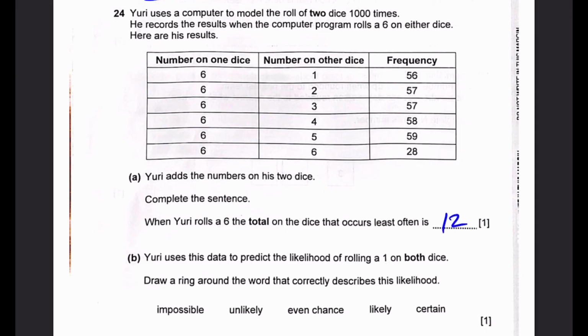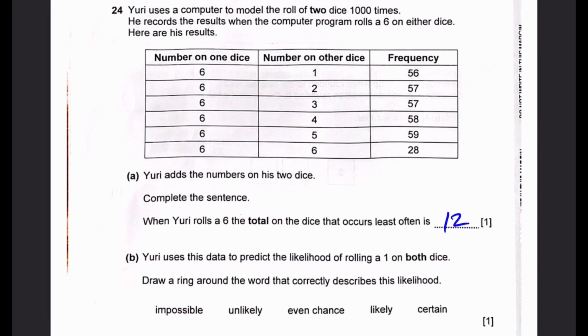B. Yuri uses the data to predict the likelihood of rolling a 1 on both dice. Draw a ring around the word that correctly describes this likelihood. So the answer is actually impossible. They have asked us to use only the data given in the table to predict the likelihood of rolling a 1 on both dice. Since there's no 1 on the first dice, there's no chance of a 1 being on both dice at the same time. So the answer is impossible. That's the answer. Let's go to question 25.